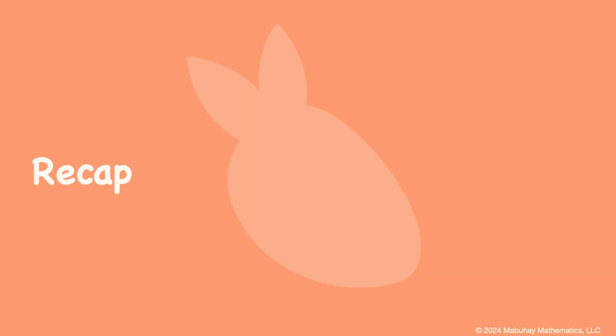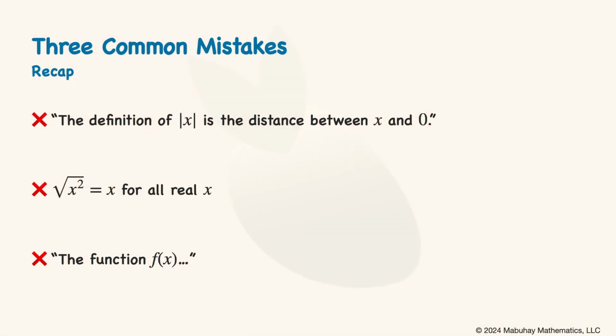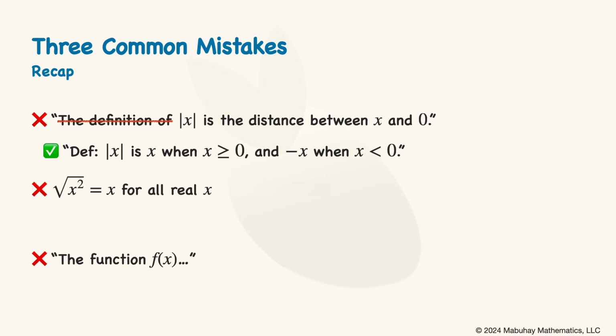Let's recap what we learned across both of these videos. Here are the 3 mistakes we addressed. First, we showed that defining absolute value using distance can lead to a circular definition and instead introduced the algebraic definition of absolute value. That absolute value equals x when x isn't negative and equals negative x when x is negative, thereby producing a positive value.